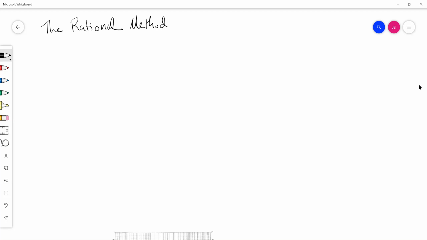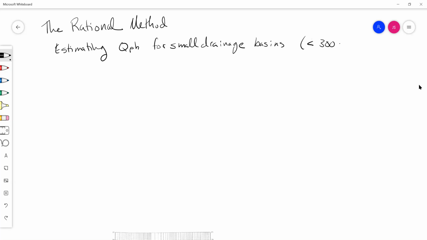Team, let's talk about the rational method. This is a relatively simple method that we can use to estimate the peak discharge for small drainage basins. And when I say small drainage basins, I'm talking about less than approximately 300 acres. The bigger your watershed gets, the more you have to account for the travel time and routing and flood waves through channels and stuff like that.